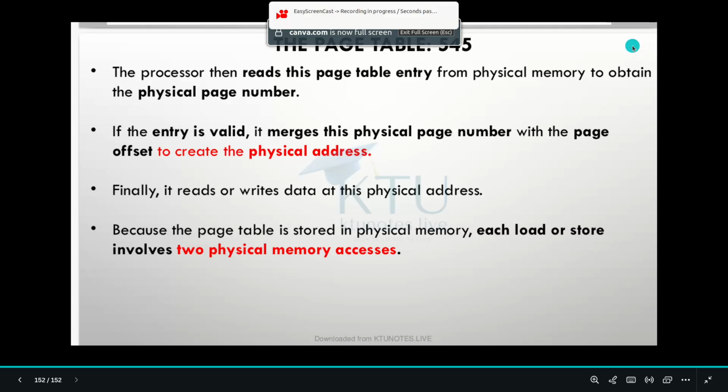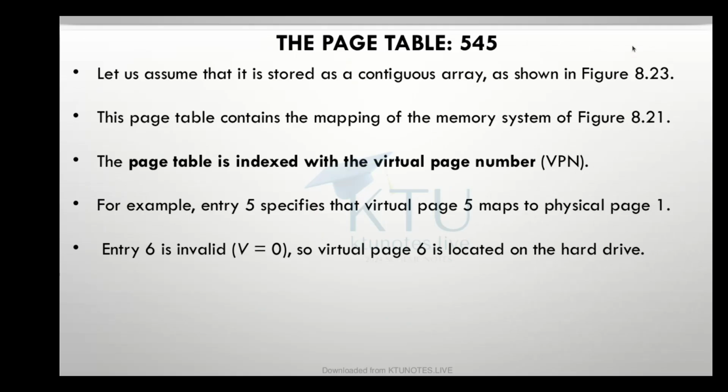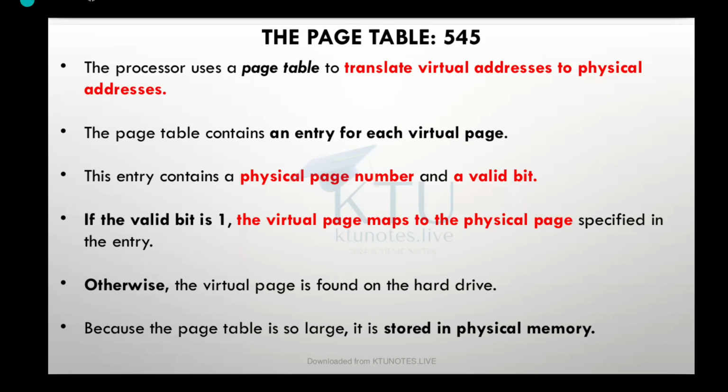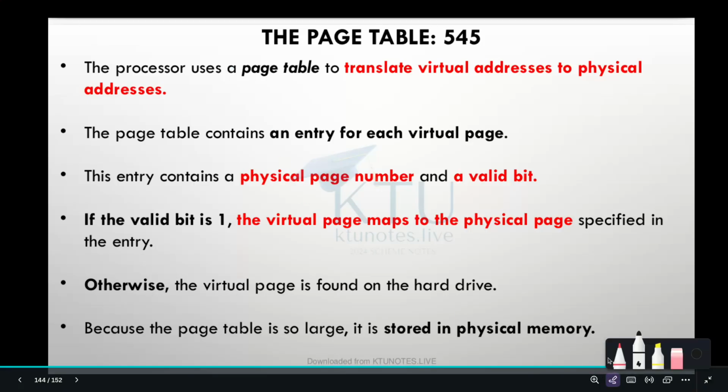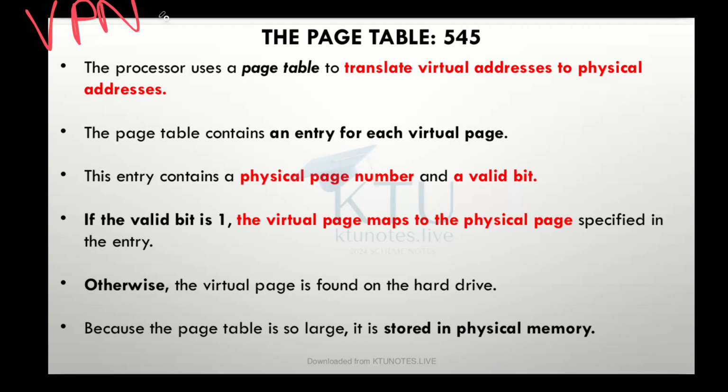So here we have to understand about page tables. We have said in the previous video that whenever we get a virtual page number, we will look in the page table to find the PPN, that is, the physical page number, right? So the processor is using a page table to translate this virtual address to a physical address.